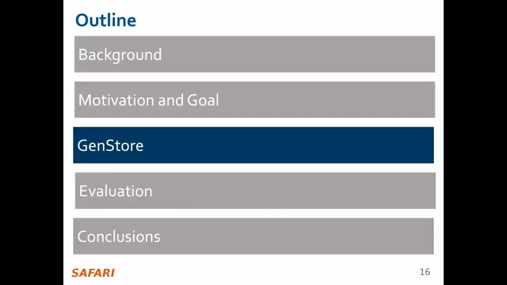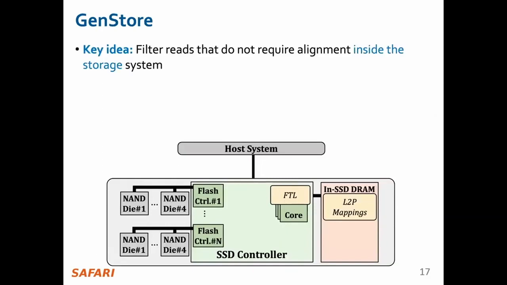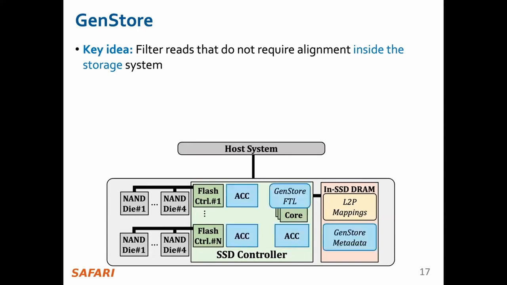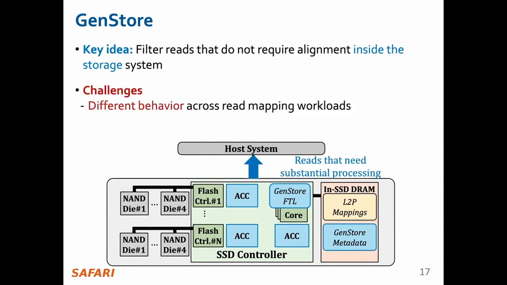And to this end, we propose GenStore, which is the first in-storage processing system designed for genome sequence analysis. Our key idea is to filter reads that do not require alignment inside the storage system and send the unfiltered data to the host system for further processing. However, filtering reads in a modern SSD can be challenging due to different behavior across read mapping workloads and the limited hardware resources in the SSD. We will get into these challenges in more detail.